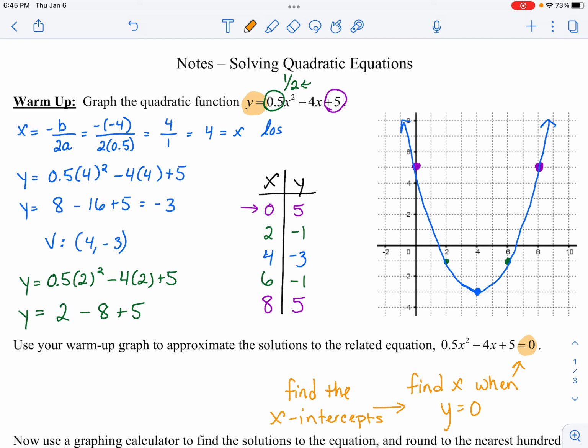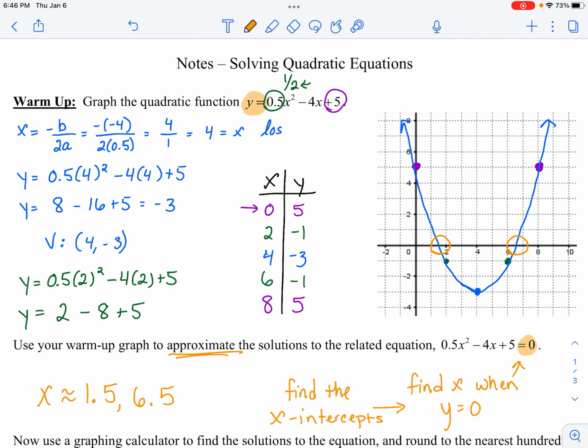So if I go back and look at my warm-up graph, I see an x-intercept here, and I see an x-intercept here. Now we can only approximate these numbers because we don't have a perfect graph, all right? But we can see that it's definitely between 1 and 2. So I'm going to say that x is approximately 1.5. And then I can see on the other side, the reflection point for that is approximately, it's between 6 and 7. So we're going to say 6.5. Okay, so these are my approximate solutions, all right?